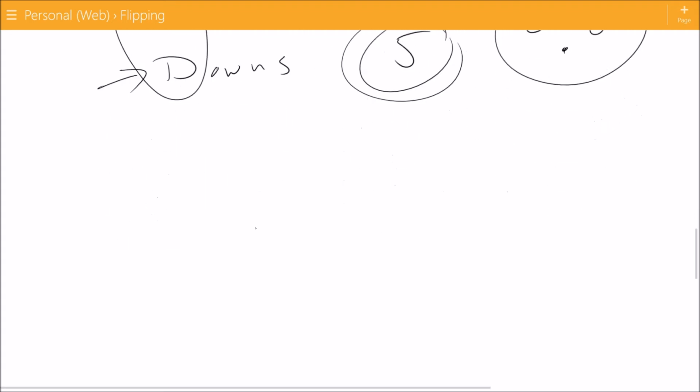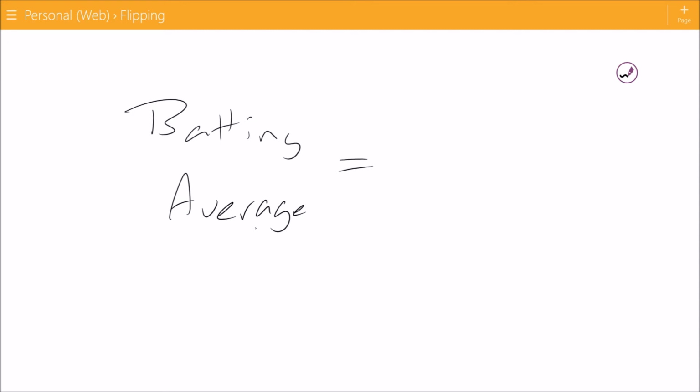It's also in sports, like baseball. So in baseball, you've got a thing called batting average, and this tells you about how good a player is at batting. Batting average is just equal to the number of hits divided by the number of at-bats, basically opportunities to have a hit in order to hit the ball when you're at the plate.